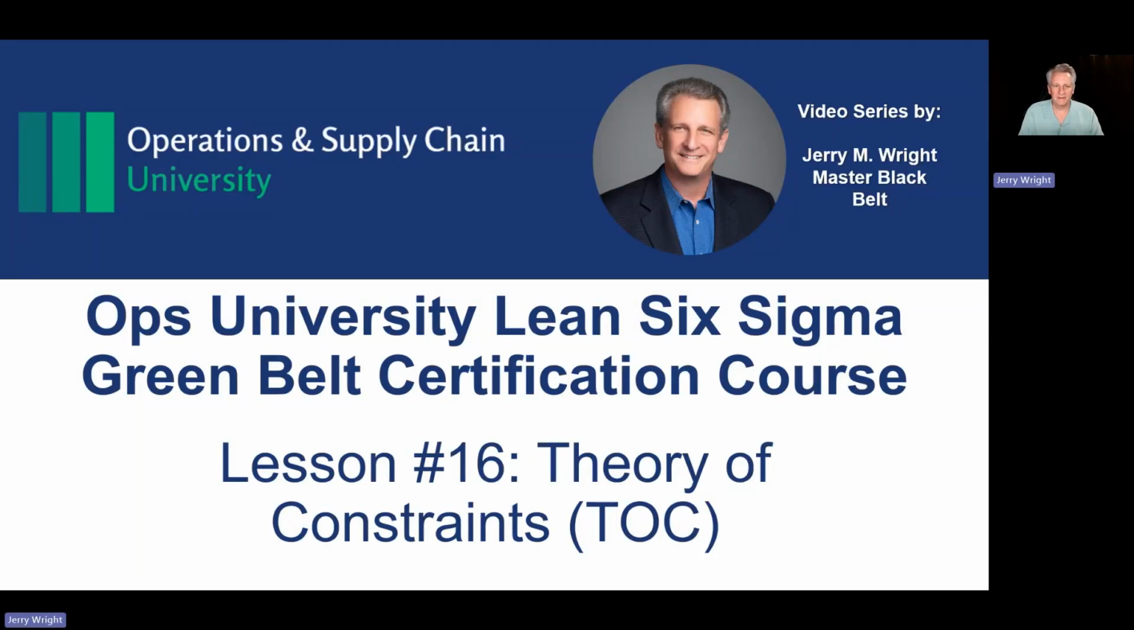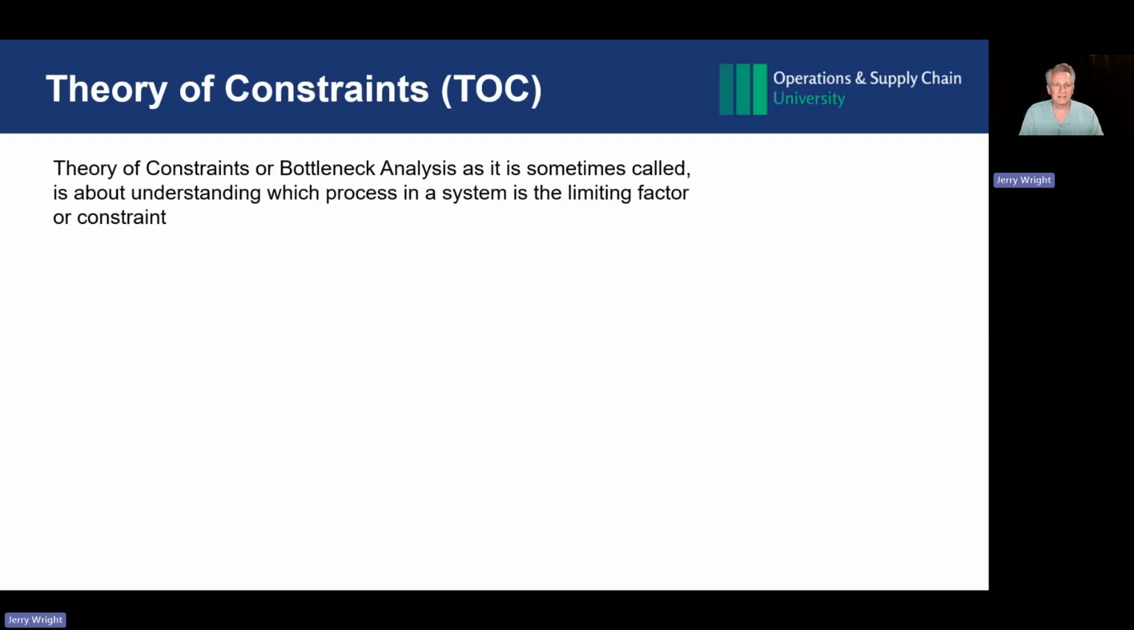I'm Jerry Wright. This is Ops University Lean Six Sigma Green Belt Certification course, lesson number 16, Theory of Constraints, or TOC. So Theory of Constraints, TOC as it's often referred to, or bottleneck analysis as it is sometimes called, is about understanding which process in a system is the limiting factor or constraint, or which person in a group is the limiting factor or constraint.